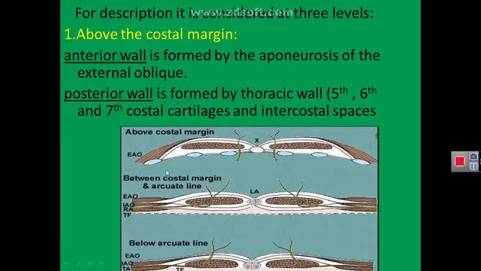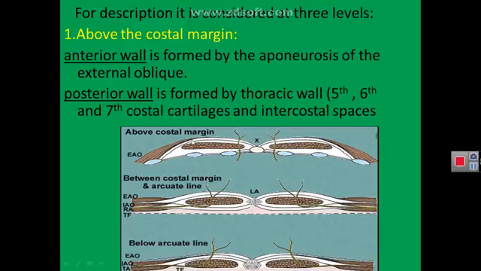When we want to describe what forms the anterior and posterior walls of the sheath, we have to describe the formation in terms of the sheath above the costal margin, and the sheath between the costal margin and the arcuate line. And you know what the arcuate line is? It is at the middle between the umbilicus and the pubic symphysis. This line represents the lower border of the posterior wall of the rectus sheath. Below it, rectus abdominis lies on fascia transversalis. So we have to describe the rectus sheath above the costal margin, between the costal margin and arcuate line, and below the arcuate line.